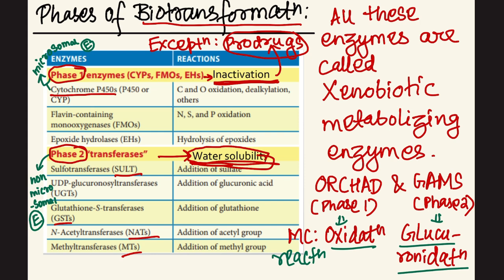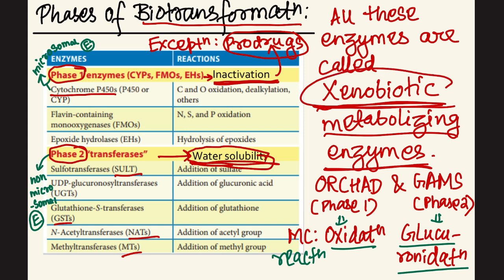So we have several reactions under phase 1 and phase 2, and these are catalyzed by enzymes called xenobiotic metabolizing enzymes. This is because these enzymes metabolize the drugs, and also any other foreign material, be it air pollutants or water pollutants, which are entering inside the body.